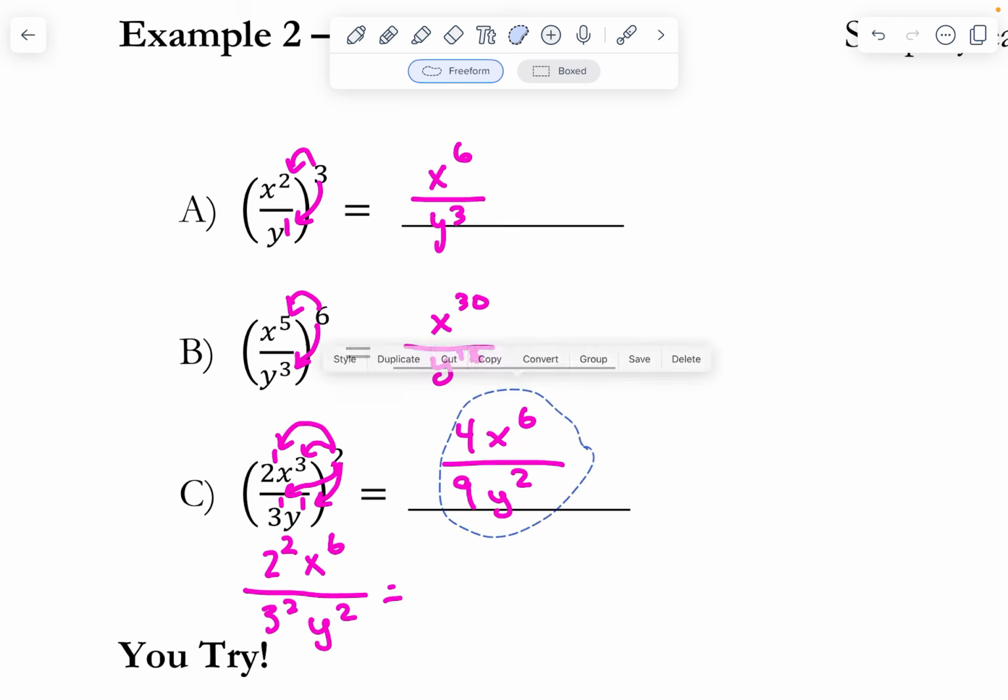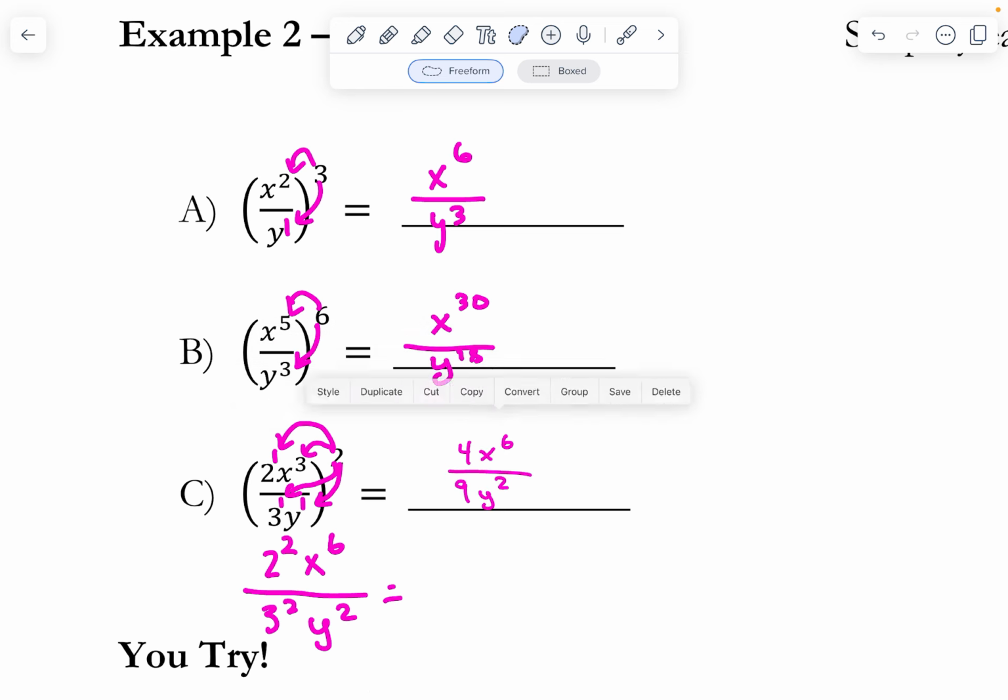I cannot simplify 4 over 9. So we just leave it as is. Done.